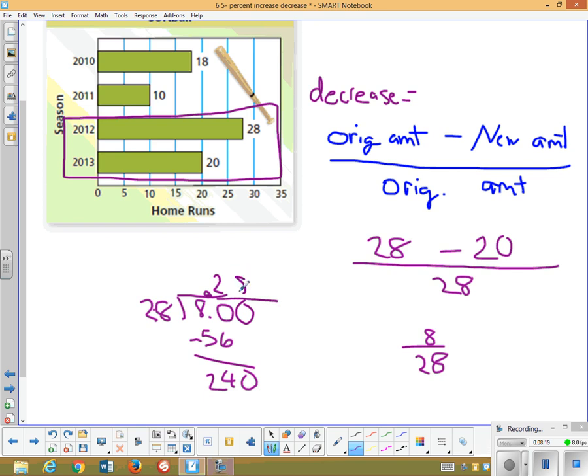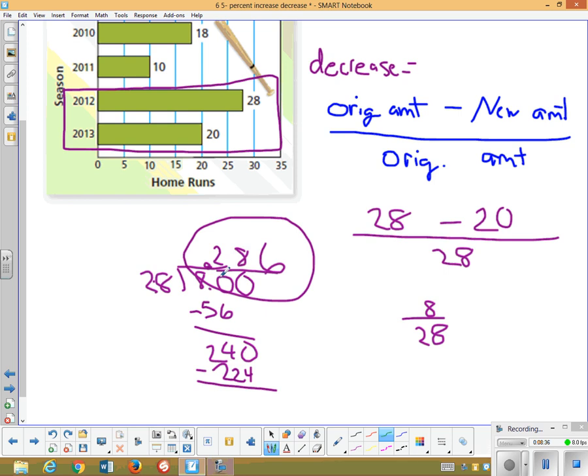And if you finish the rest, so 224, you should get a total of 0.28, and I believe it was, let me just check really quick, 0.286. Again, just 3 decimal places, and I'm okay. So what does this 0.286 mean? It means that it's going to be how many percent?